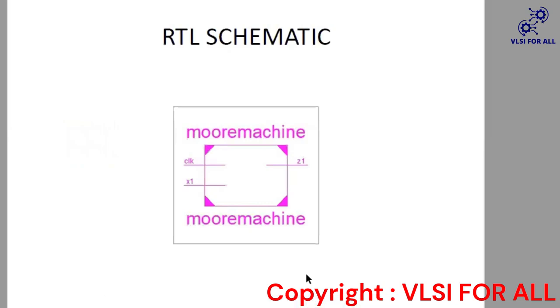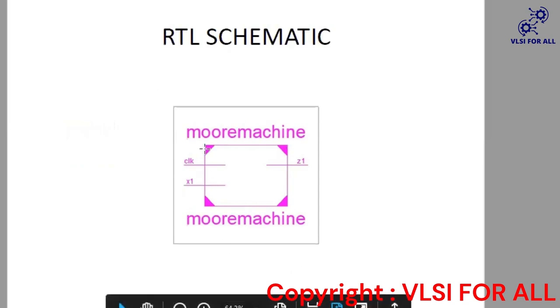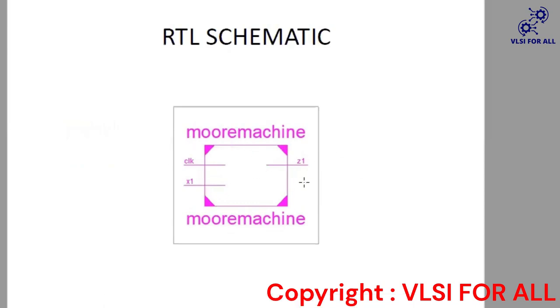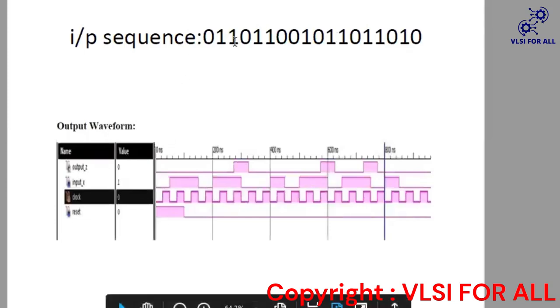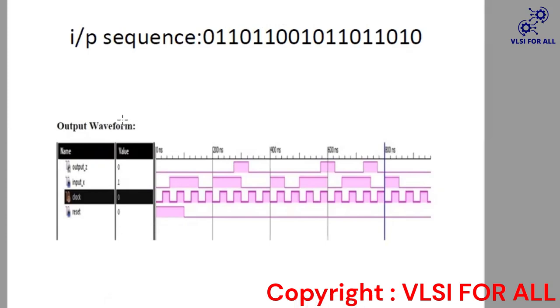This is the RTL schematic for the Moore machine. Here you can see clock and X1 and Z1. These two are inputs, and this is the output. This is an output waveform for this input. You can see whenever the sequence is detected, our output bit goes high. In this case, the first time our sequence is detected here, 1011. After that, the second time our sequence is detected here, 1011, and this is an overlapping case.